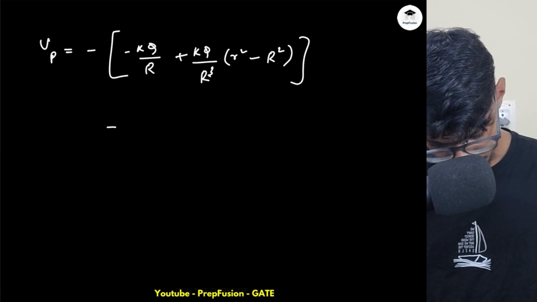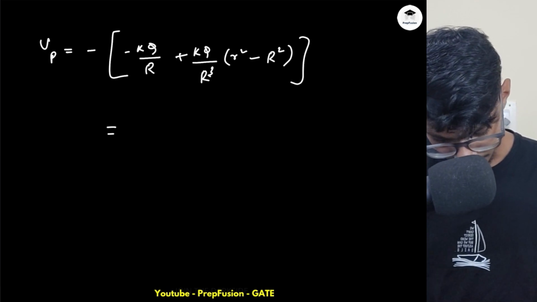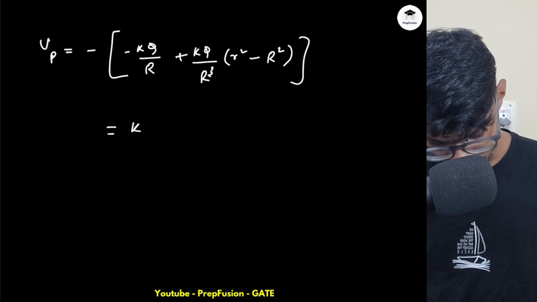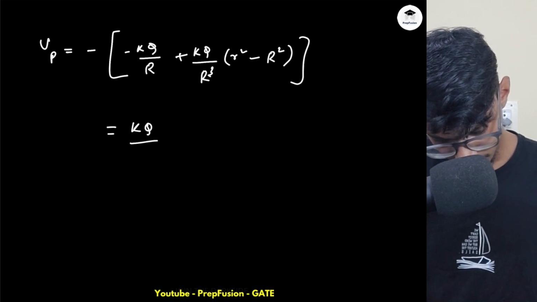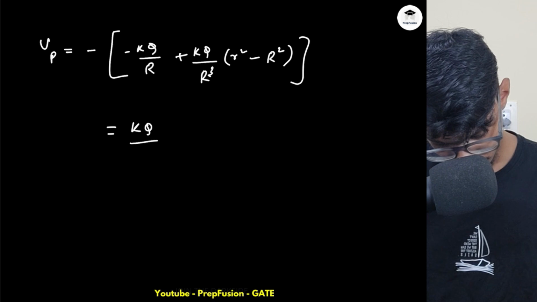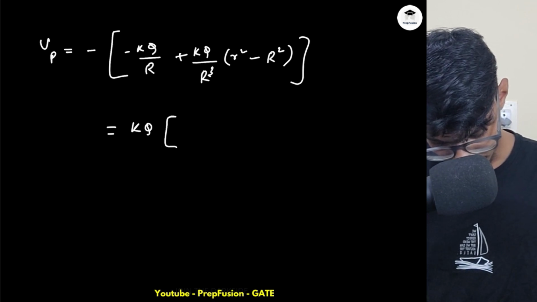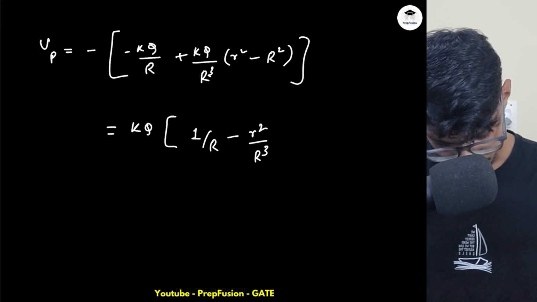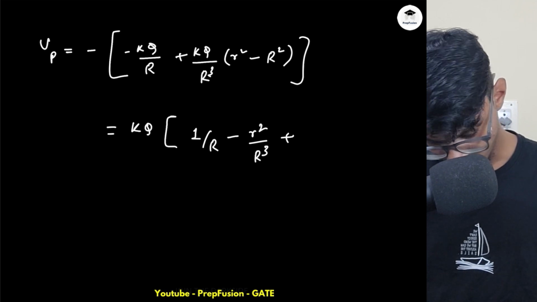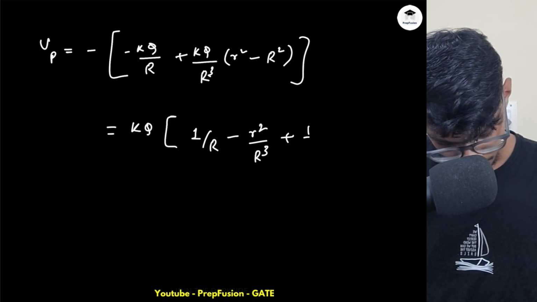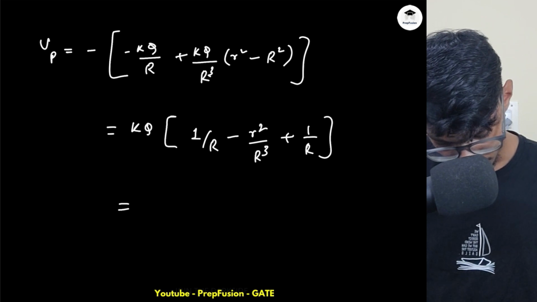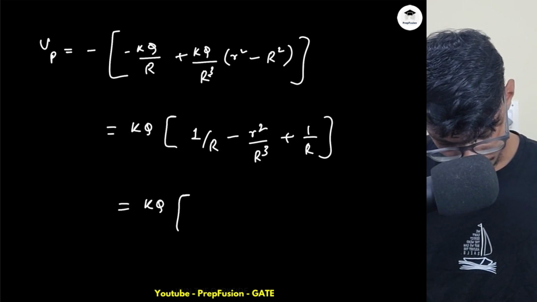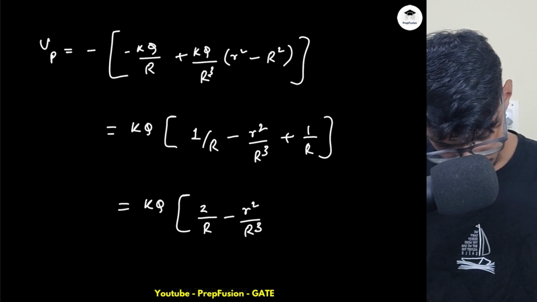So what will this come out to be? I can take the minus sign inside, and this kq can come outside, right? Minus sign can go inside, so this will be plus 1 by r, plus and minus sign inside, r square by r cube, and this becomes plus as well, 1 by r, correct? So this comes out to be kq into 2 by r minus r square by r cube.